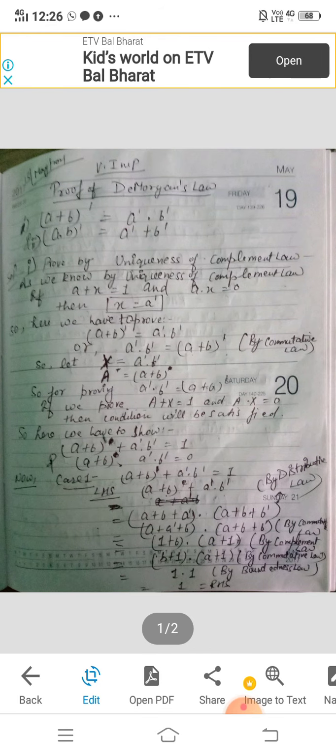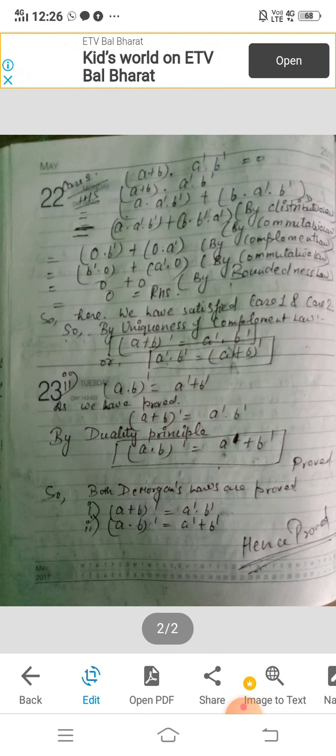First case we have proved. Second, similarly we will prove case 2, and similar laws will be applied. Just have a look: (A plus B) dot A dash dot B dash is equal to 0. Take LHS, (A plus B) dot A dash dot B dash. Here we will again expand this statement by using the distributive law.